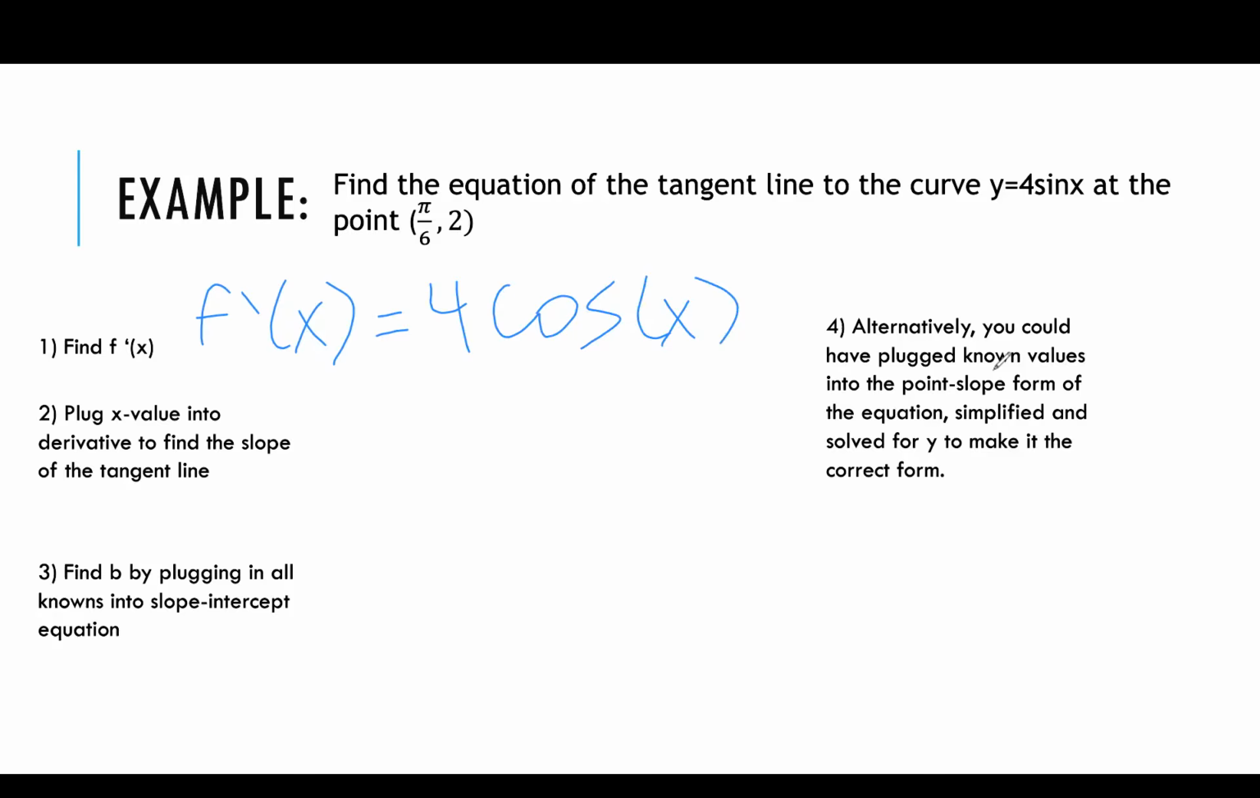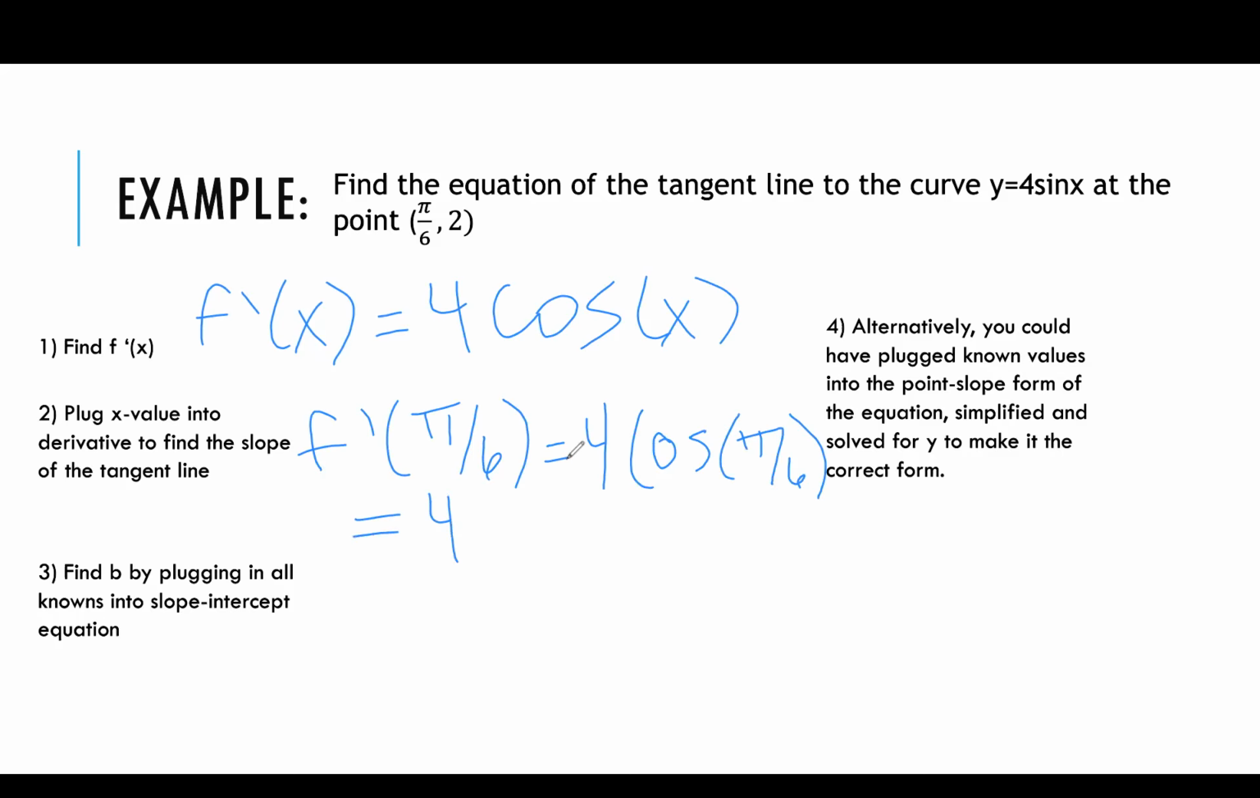Okay, and in order to find the slope of the tangent line, we're going to plug our x value into our derivative function. So we have f prime of pi over 6 equals 4 cosine pi over 6. If you remember on your unit circle, cosine of pi over 6 is square root of 3 over 2. So it's going to be equal to 4 times square root of 3 over 2, which is equal to 2 times the square root of 3. Okay, and this is going to be equal to our m in our tangent line equation.